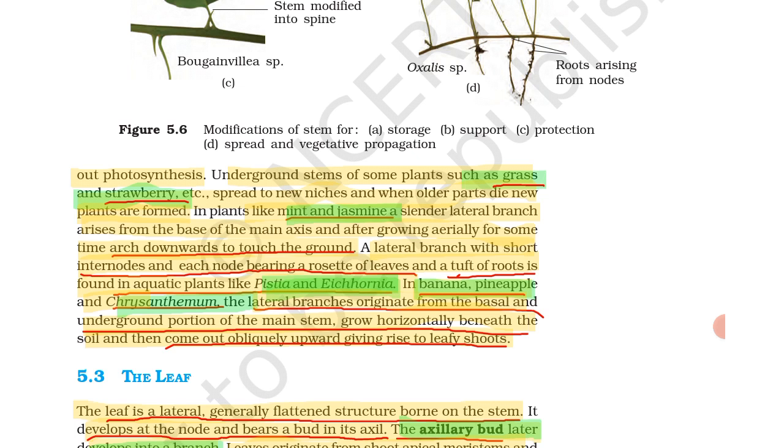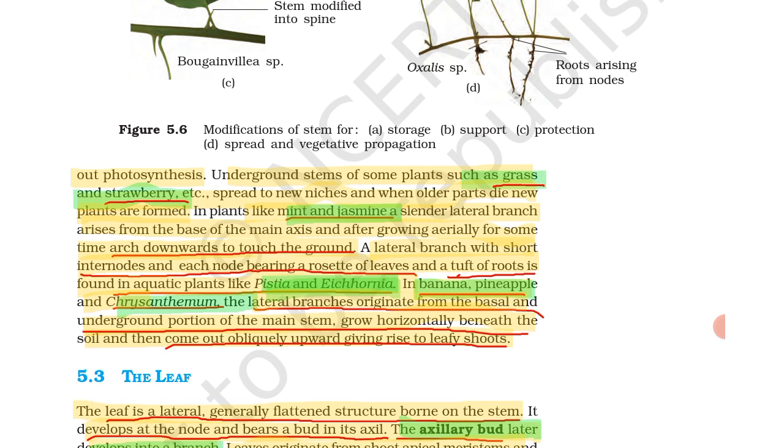Let's revise from the start. When new niches are spread, and the older part dies, new plants are formed. The examples are grass and strawberry. This is also called a runner. In runner plants, when the older part dies, new niches spread, with examples like grass and strawberry.